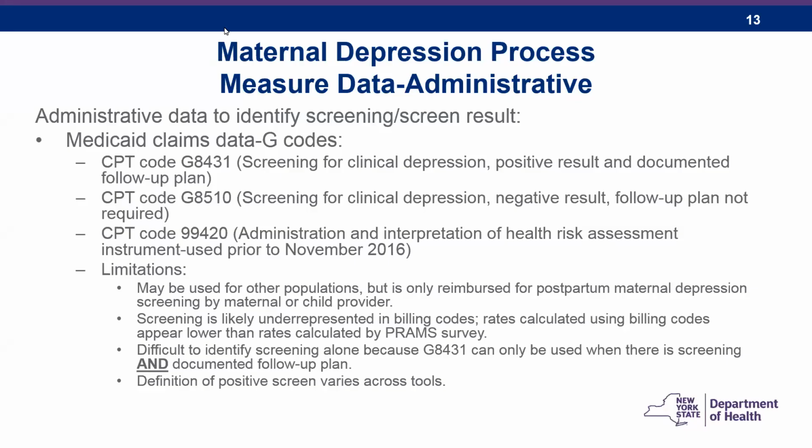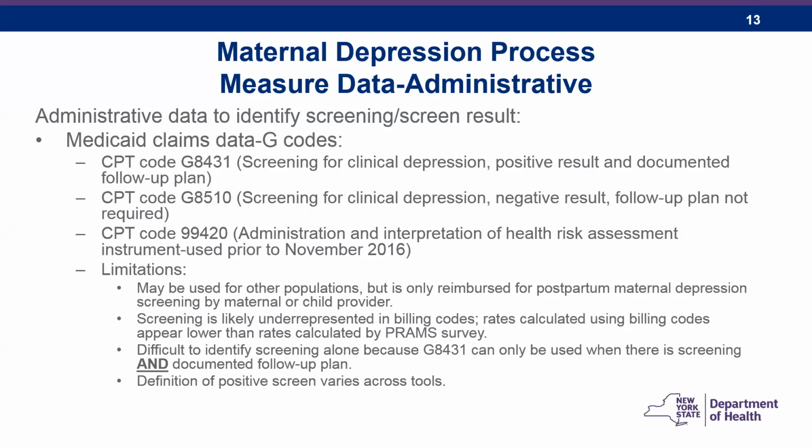and other interventions for treatment might be processes as well. What we did first was look at administrative data, and the most comprehensive administrative data currently resides in the Medicaid data, where because the state is the payer, we have access to Medicaid claims and encounters, and there are definitive codes in those data that reflect depression screening and also the result of the screening.